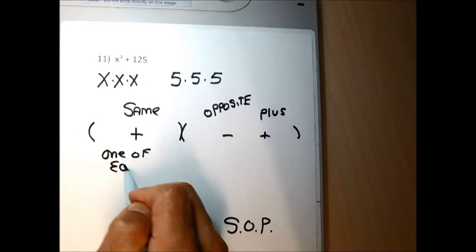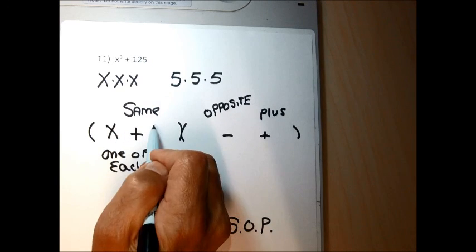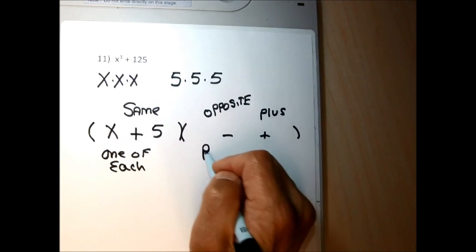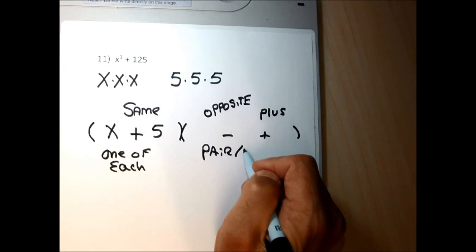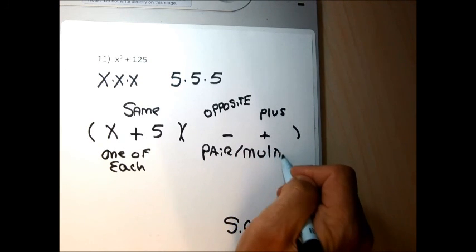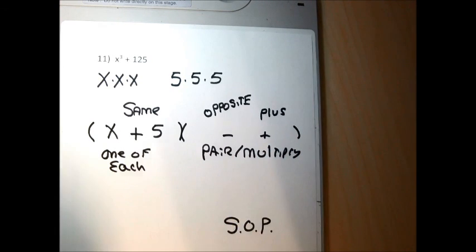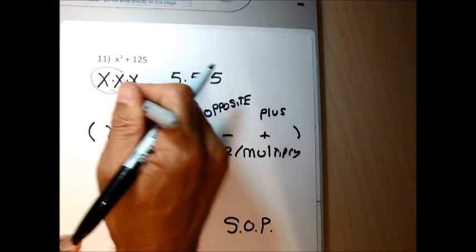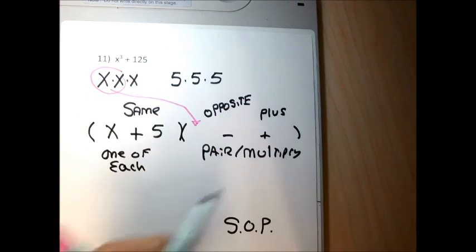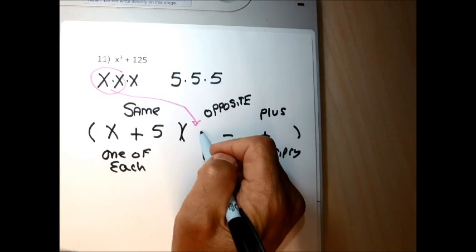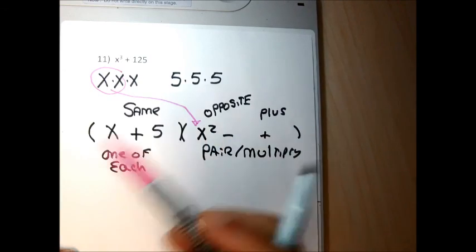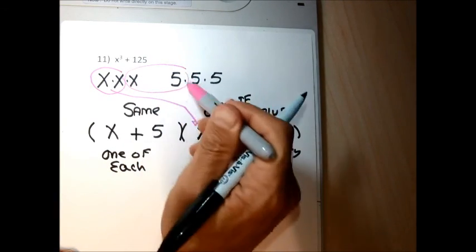So I'm going to get one of the x's and one of the 5's. Second parentheses, pair and multiply. My first pair is x times x, and instead of writing x times x, I'm going to multiply those to be x squared. Second pair, x times 5.